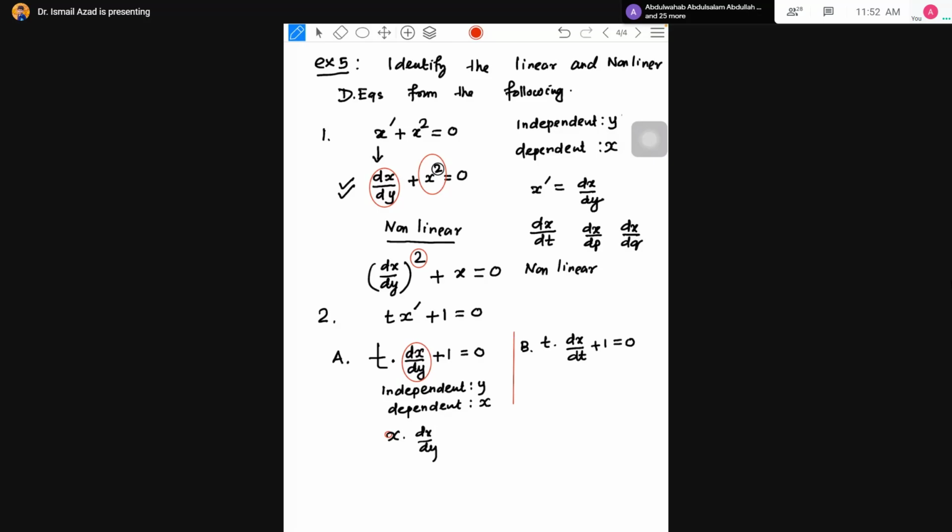Yes, there is no x multiplied with the x value. So all the possibilities from test 1 we checked and we passed. Now comes test 2. Test 2 says the dependent variable is attached with sine, cosine, tan, ln, etc. That is also not available. So it is linear. That's why it is linear.